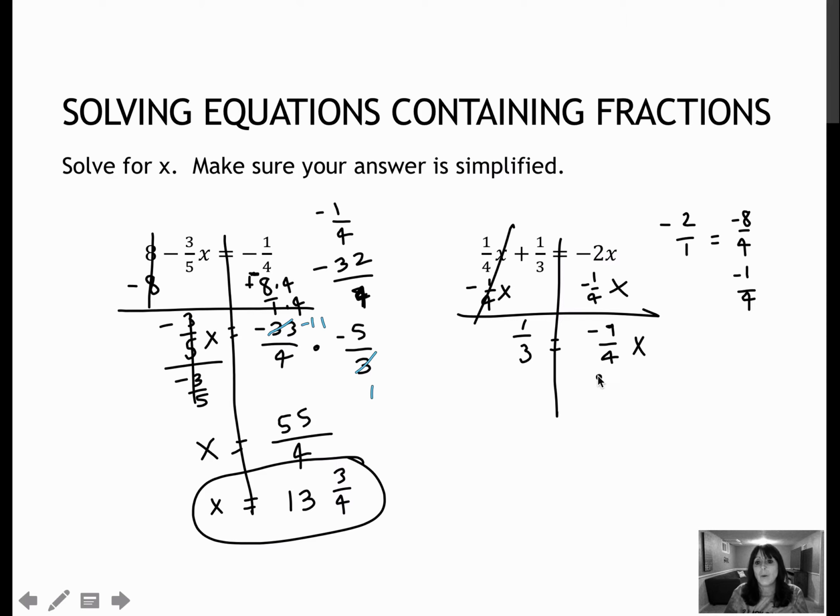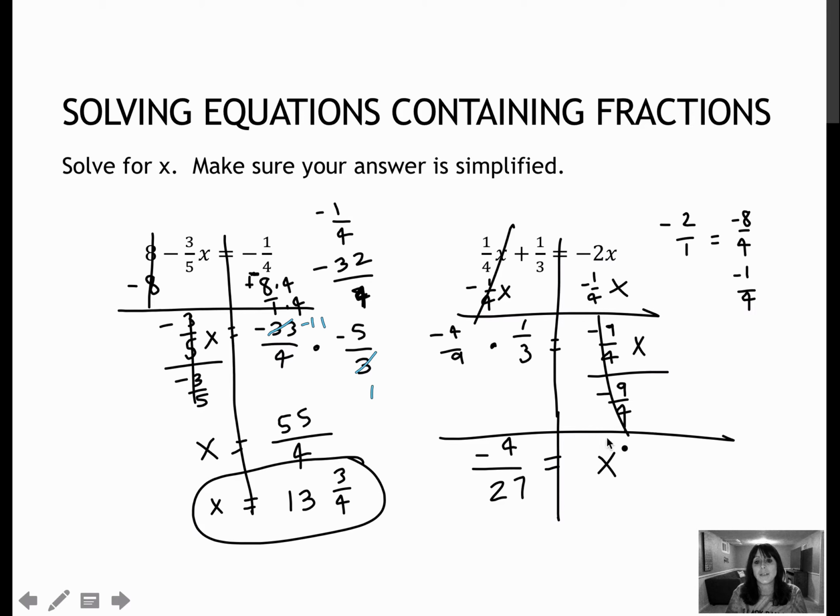Again, I would now divide by negative 9/4, which means I'm actually going to multiply by negative 4/9. So I can't do any simplification there. On the right side, I have x. On the left side, negative 4 times 1 is negative 4, and 9 times 3 is 27.